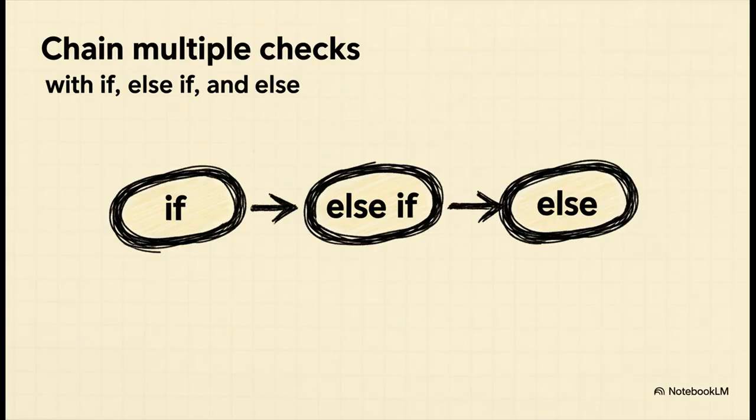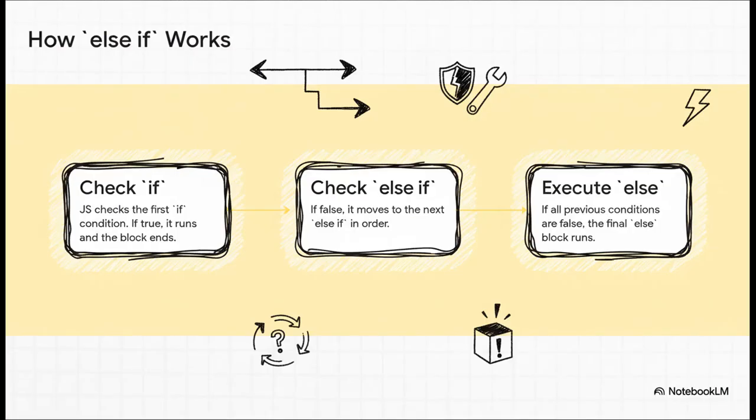And of course, we can chain these decisions together for more complex situations. Looking at this code, we first check if the score is greater than 90. If it is, boom, the grade is A and we're done. If it's not, we move on to the else if and check if the score is greater than 80. And if all the other checks fail, that final else block is our safety net, a catch-all for every other possibility.